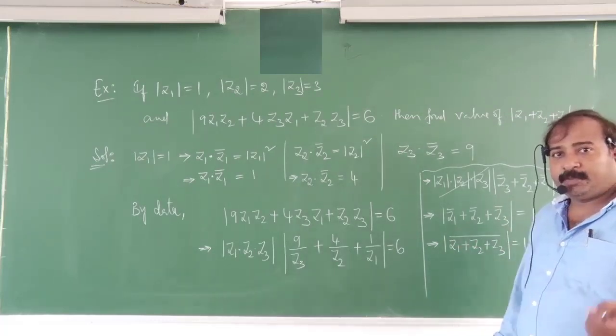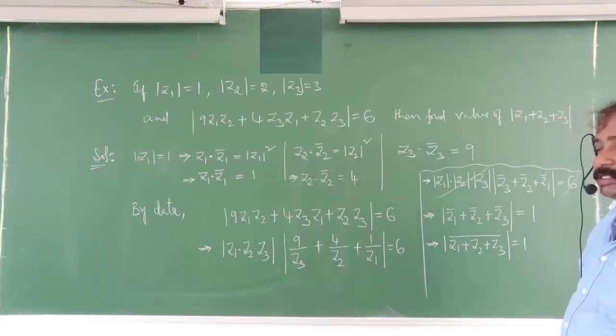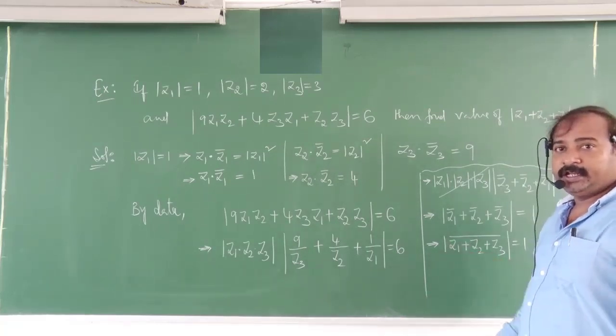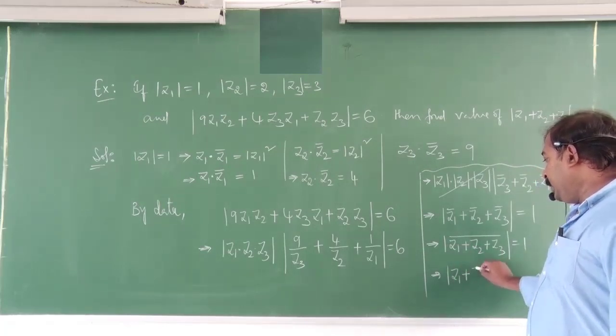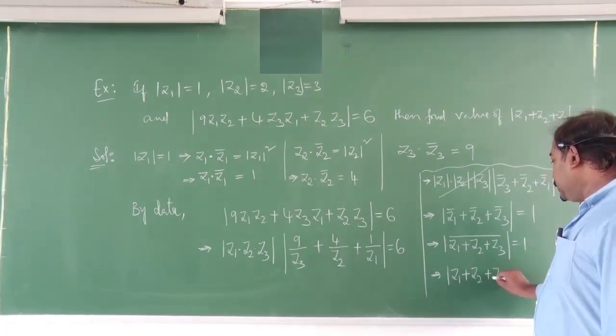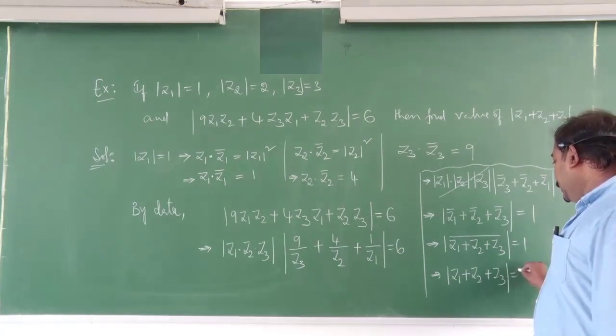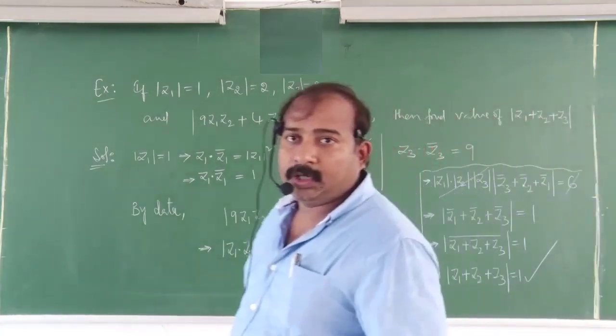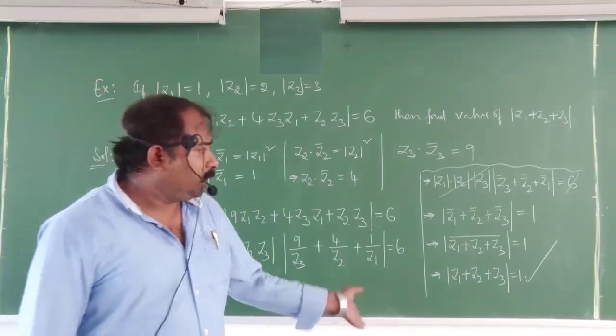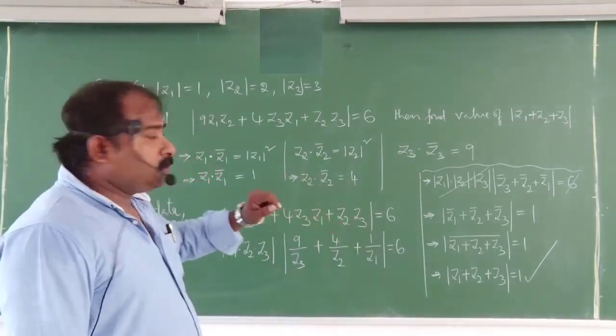According to conjugate properties, again this value can be written as modulus of Z1 plus Z2 plus Z3 is equal to 1. That's it. If you want, rewind one more time and listen to it. Okay, this is the bit.